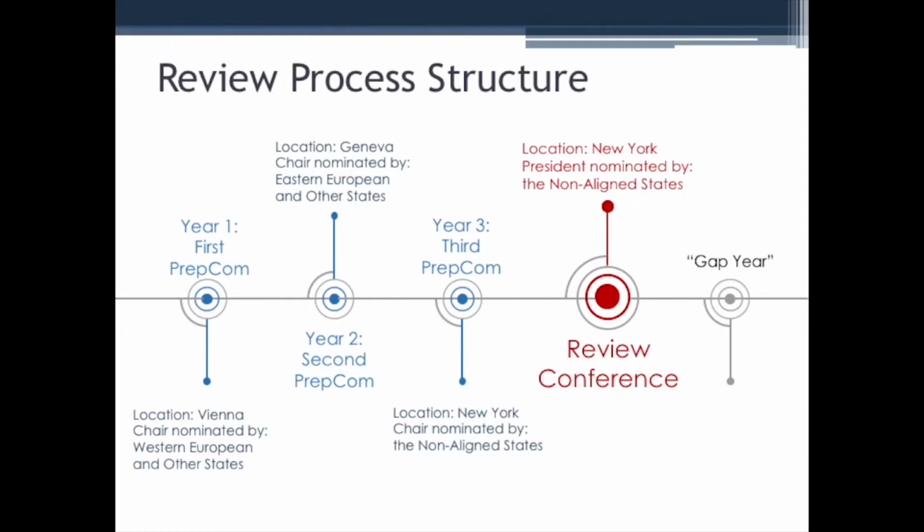Ideally, the review conference adopts by consensus an outcome document containing both the review of implementation and a forward-looking program of action. In practice, only about half of the review conferences to date have been able to agree on a final document. The review conference typically lasts for a week, takes place usually in New York, though in the past it also took place in Geneva.